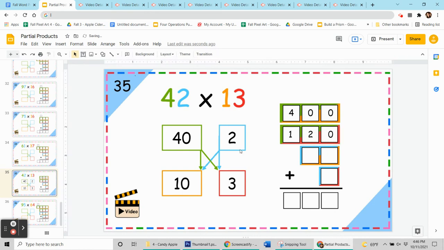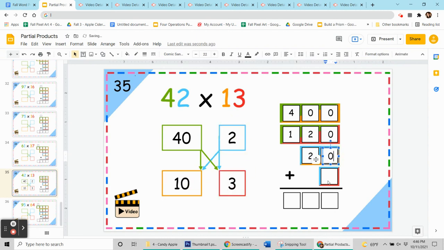Now we're going to move on to the blue. You're done with the green. So we'll do 2 times 10 and then 2 times 3. 2 times 10 is 20 and 2 times 3 is 6.